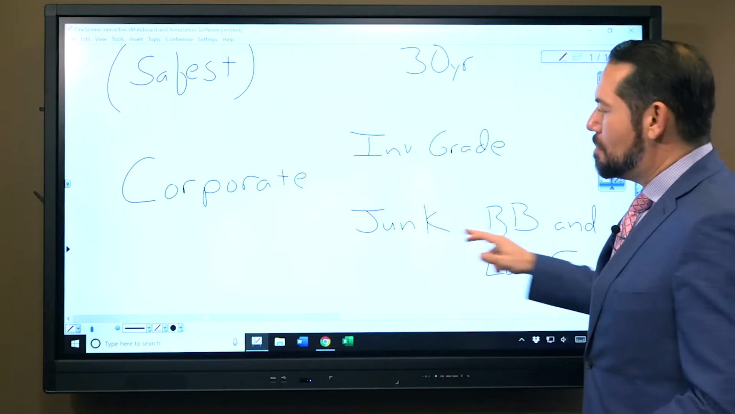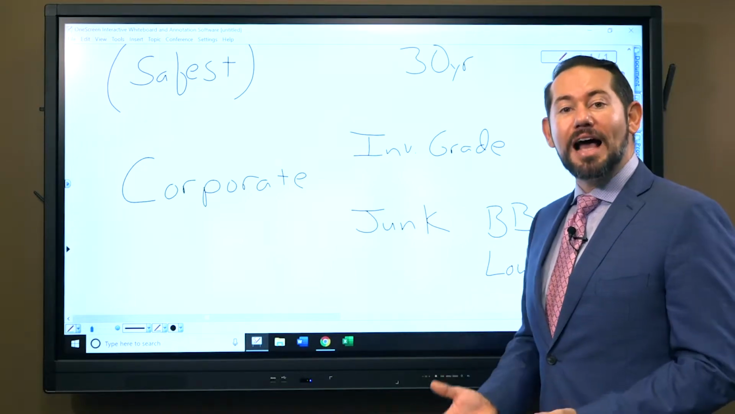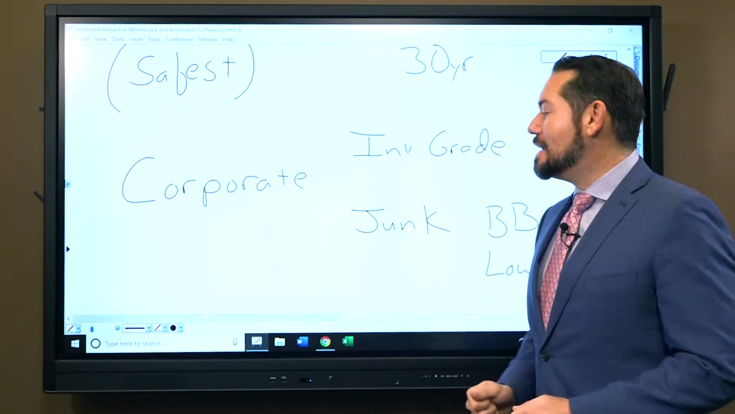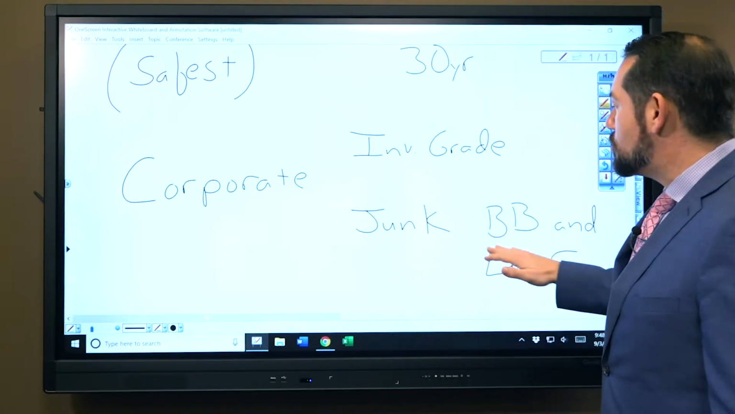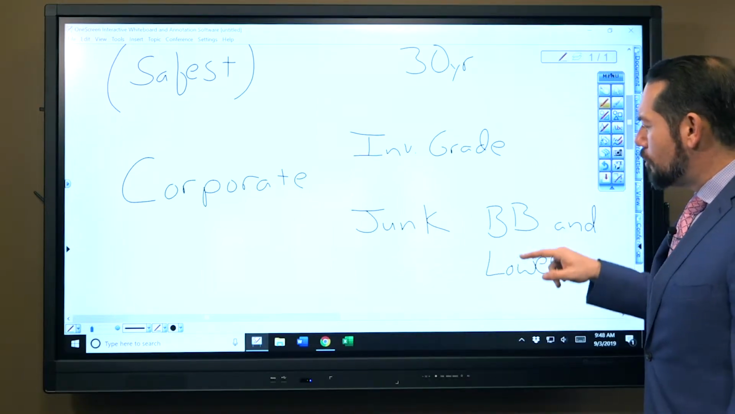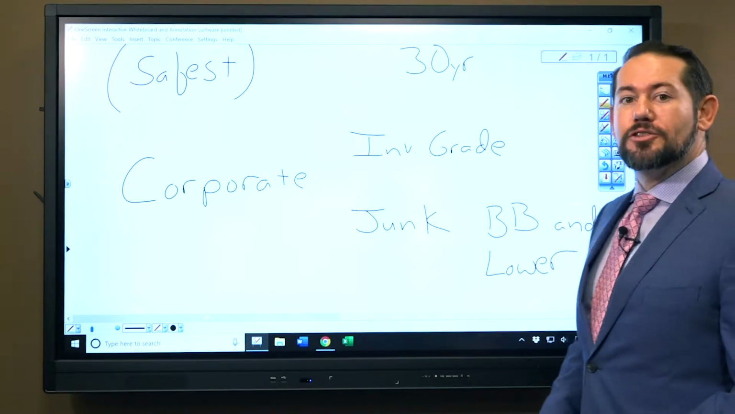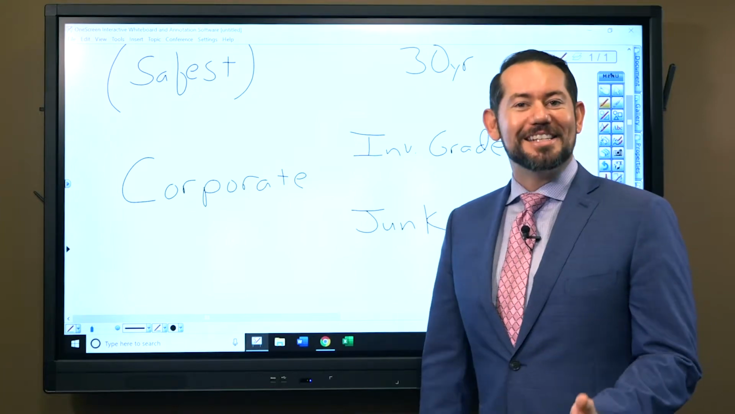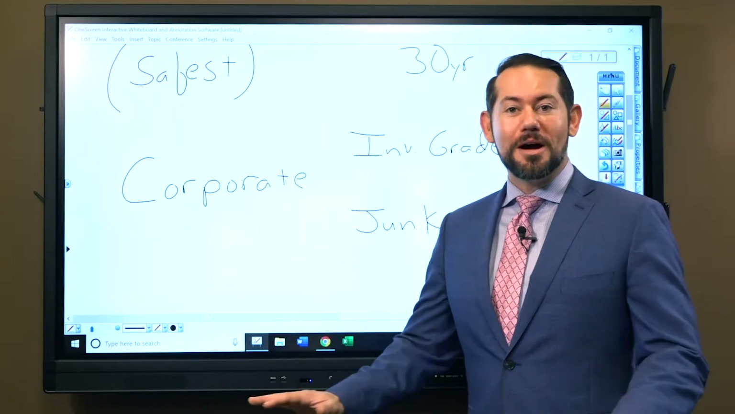Then you have junk bonds, which are also known as high yield bonds, and they pay higher interest rates and they're more likely to default. Junk bonds range in ratings from BB and below. So your B rated, your C rated, your D rated bonds. Please don't buy any D rated bonds because they're very likely to default, which means you lose all your money.